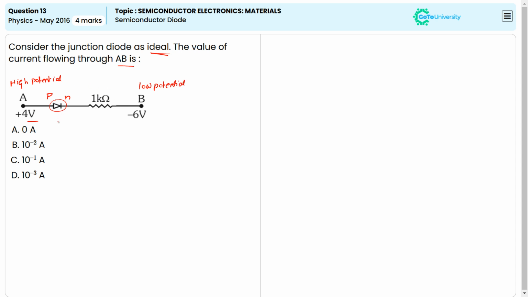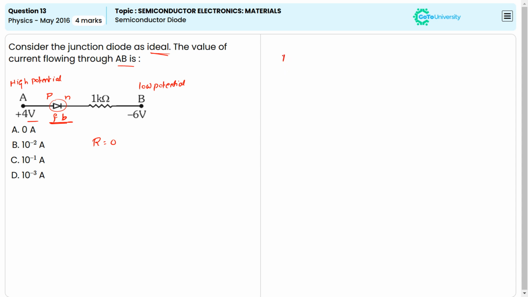Then we can say this is a forward bias diode. Then the diode is a forward bias diode. For the forward bias diode, the case is the ideal case. In the ideal case, the resistance becomes 0 and the current simply flows. Then there is no potential drop in this diode.